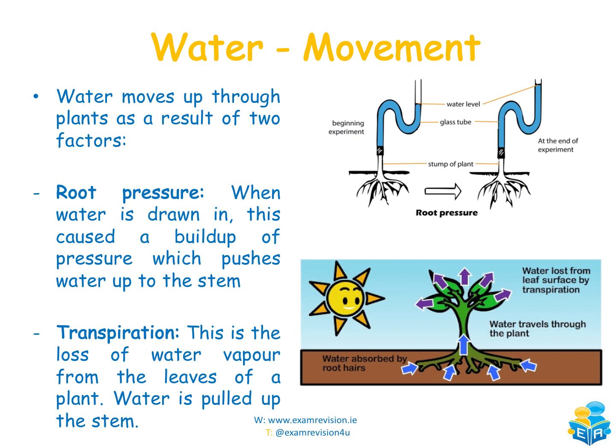Now, how does the water actually move from the roots the whole way up through the plant? So it moves up through the plant as a result of two factors. We have our root pressure and we have transpiration. So if we have a look over here, this was a simple experiment done to represent root pressure.